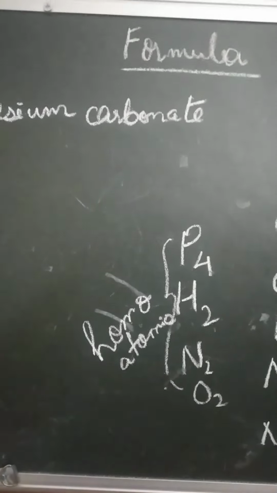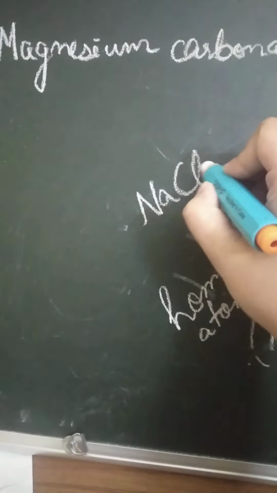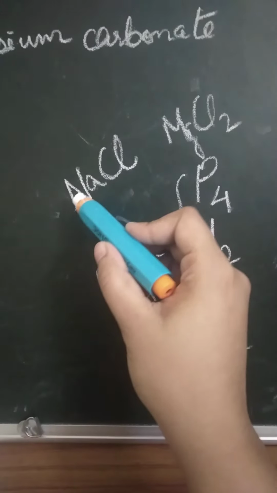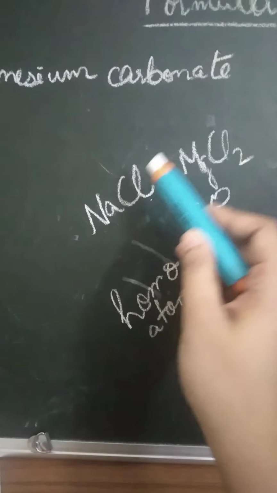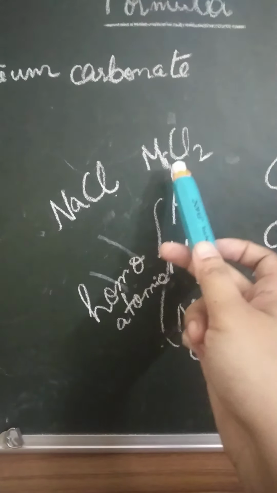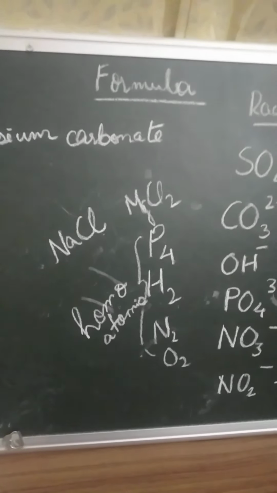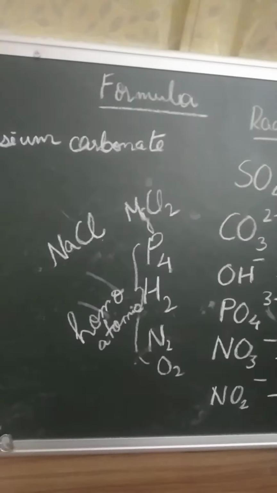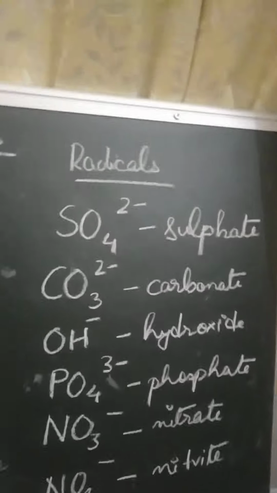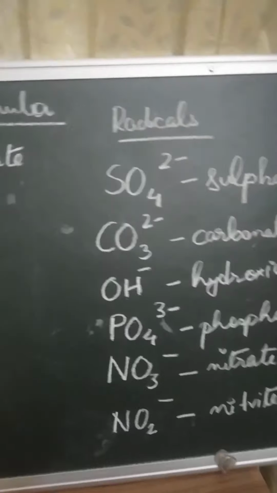Yes, when I say heteroatomic molecule, say I have numerous molecules or compounds like sodium chloride, magnesium chloride. As you can see, two different types of atoms are combining to give rise to a molecule, you can say, to a compound, you can say. So what do we call these? Heteroatomic molecules. Clear? Okay. Now, why did I talk about homoatomic and heteroatomic? It is only because I want to make you understand what radicals are.